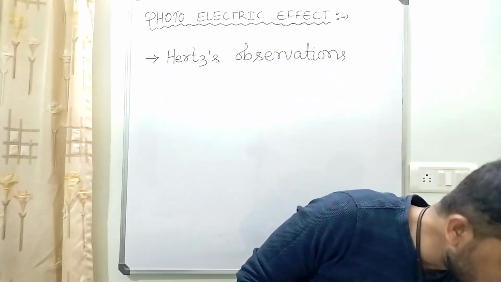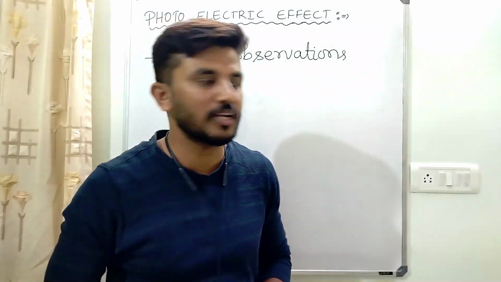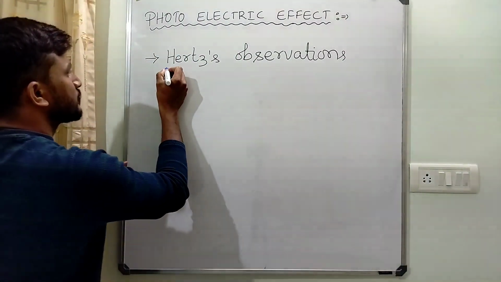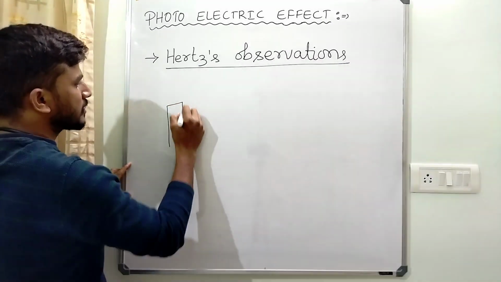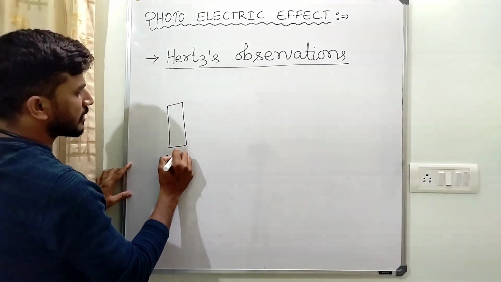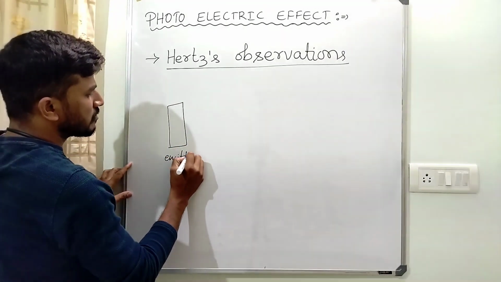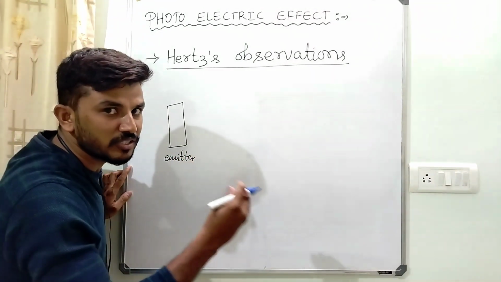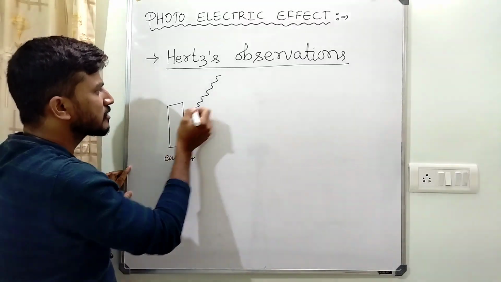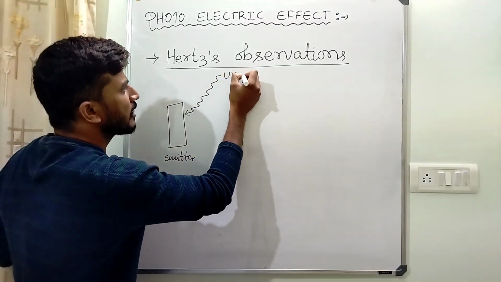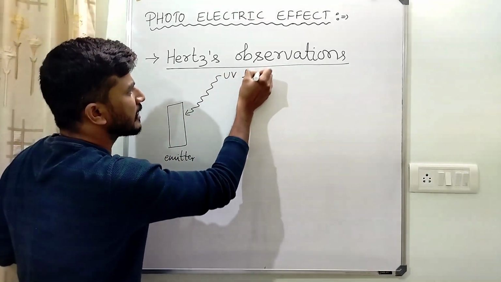Now let me explain what exactly this is. You remember Henrik Hertz. He has taken one emitter plate, the material from which electrons are getting emitted. He takes UV radiation, UV light.